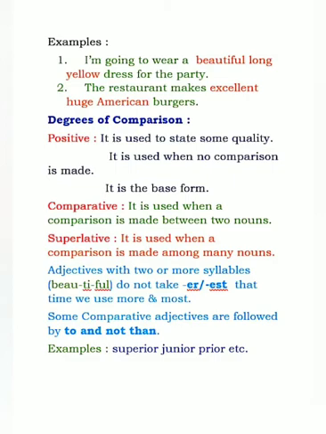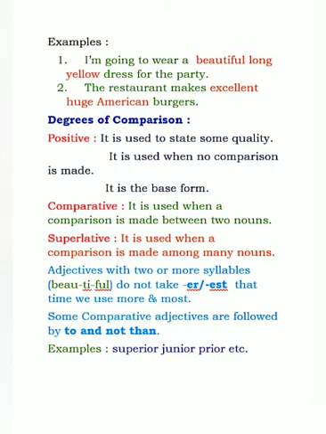It is used when no comparison is made. So positive degree we use basically when there is no comparison. Okay. And it is a base form. Now comparative is used when comparison is made between two nouns. So basically when we are comparing between two nouns, that time we use this comparative degree. Okay. And superlative is made among many nouns, means when we compare many nouns altogether, that time we use a superlative degree.